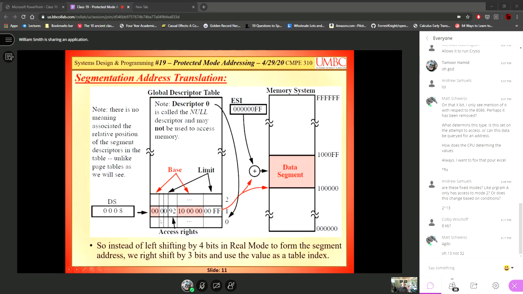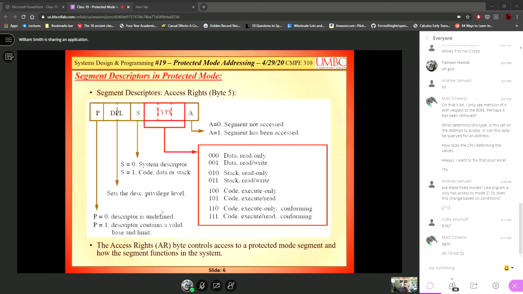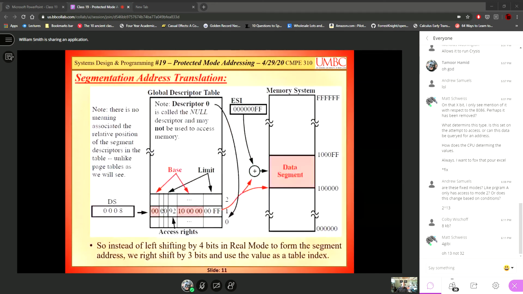This is the one where you're choosing what function you've got going. Those are the 4 unique bits, the G, U, D, and X bit, the X bit that never got used, sitting in this location. Then the top 8 bits go into place to create the base, and you pick off these two pairs of bits to create the limit. So instead of left shifting by 4 bits in real mode to form the segment address, we right shift by 3 bits and use the value as a table index. I'm not going to try and walk through this whole thing.